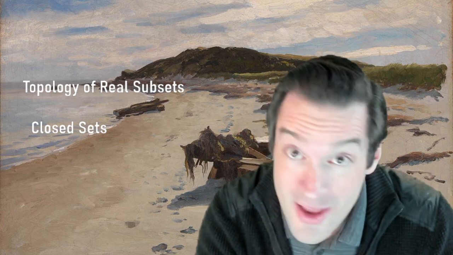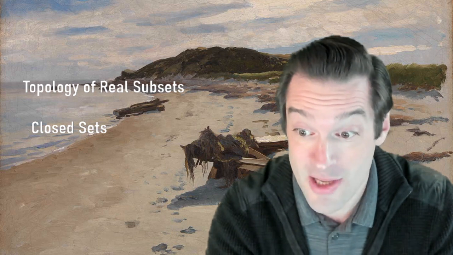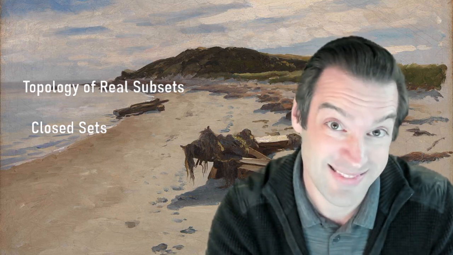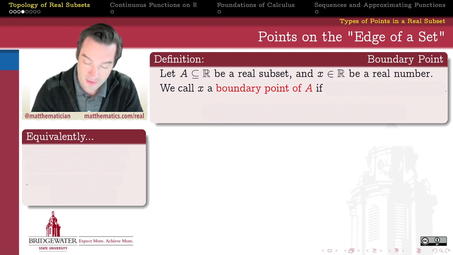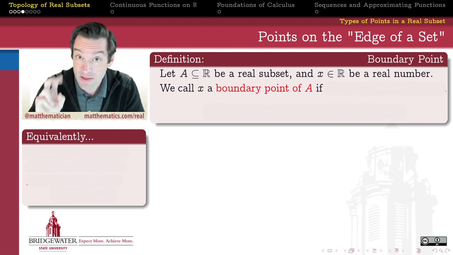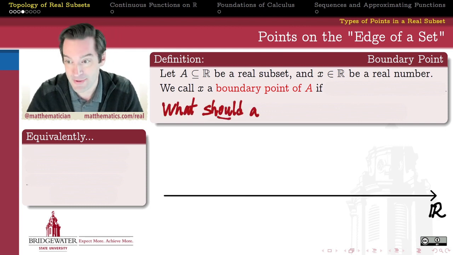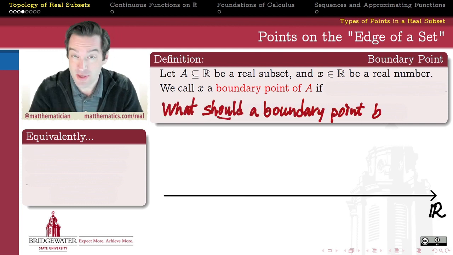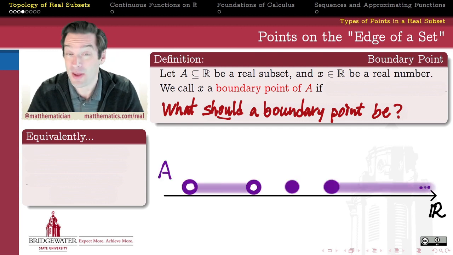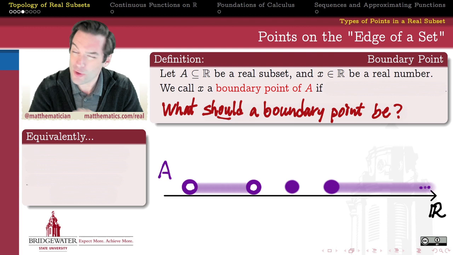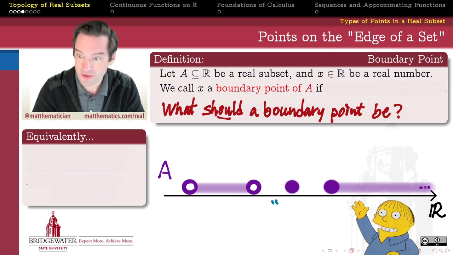What is a closed set? And how do we use this idea of boundary points to give us an entry point into studying closed sets? Now, let's actually get started. So let's see if we can put this intuition about what an endpoint or a boundary point should be onto a firm theoretical foundation. If I just sketch out the real line and some weird random subset A, what do we want the boundary points of this set to look like?